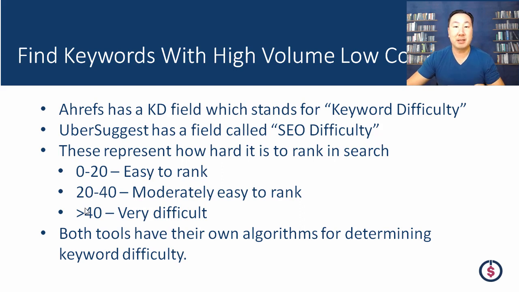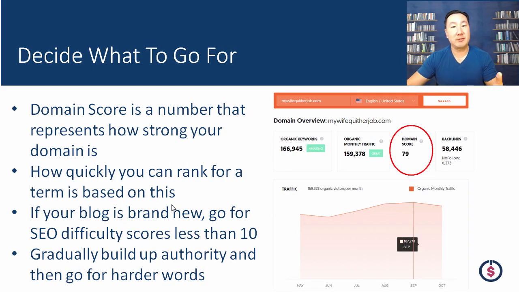It's important to keep in mind that both tools actually have their own algorithms for determining keyword difficulty. I tend to trust Ahrefs, and I'll show you a couple examples at the end of this lecture to show you what I mean by that. Once you use these tools, and I'll give you a demo of them in just a second, the tools will tell you what the search volume is for a certain keyword and how hard it is to rank for it. The other number it'll tell you about is your domain score.